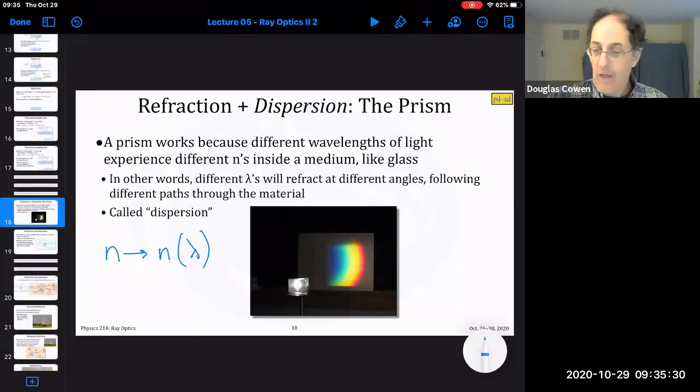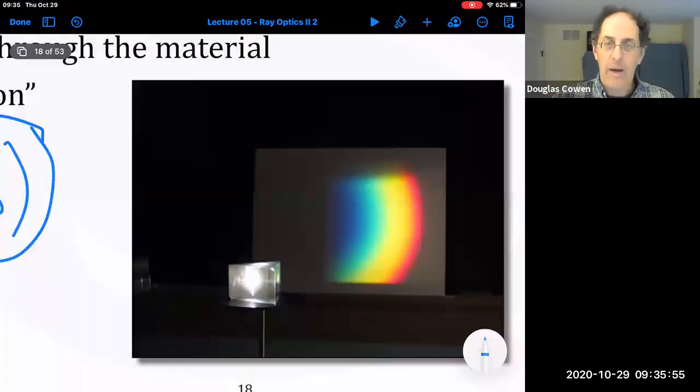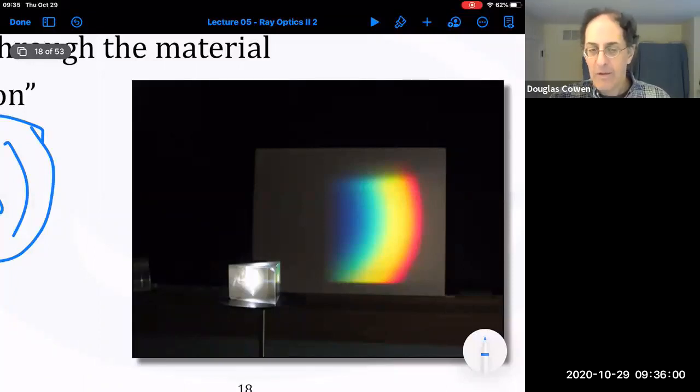So Snell's law that you write down for each different color of light, for each different wavelength of light, depends on the index of refraction that light experiences. And if that index of refraction depends on the wavelength, then the refraction angles are going to depend on the wavelength. And so you can make a device, in particular this prism here, where light that has multiple colors goes in one side, and then the different wavelengths get bent at different angles because the index of refraction depends on the wavelength.